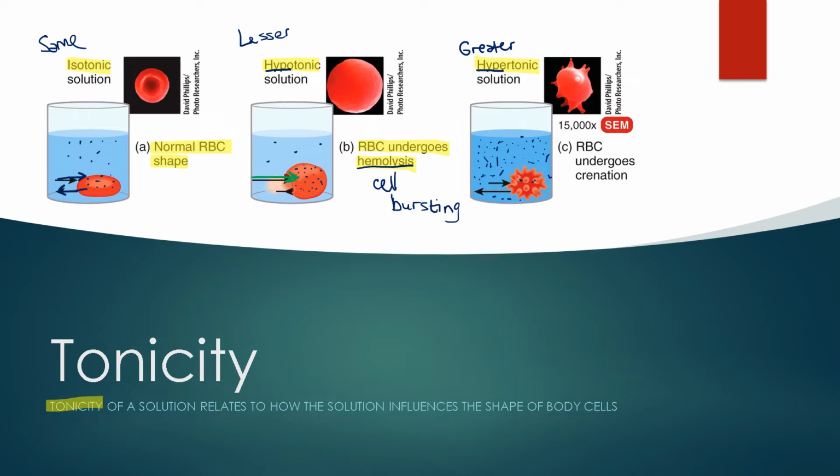So because of that, the water is going to want to move out of the cell by osmosis in order to try and equalize the concentrations again. So when water leaves a cell, it's going to shrivel up because too much water leaves, and it is going to undergo crenation. Crenation essentially just means shriveling. So in a hypertonic solution, cells will crenate, and in a hypotonic solution, cells will undergo hemolysis.